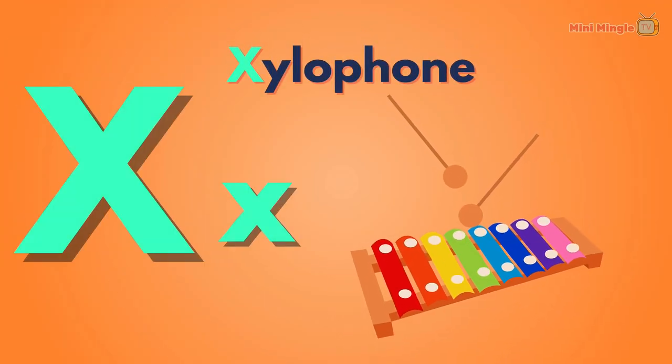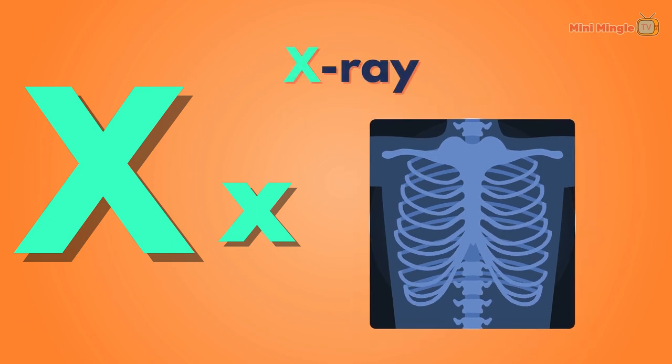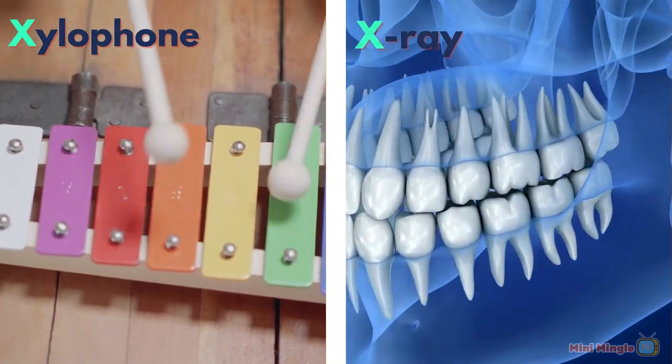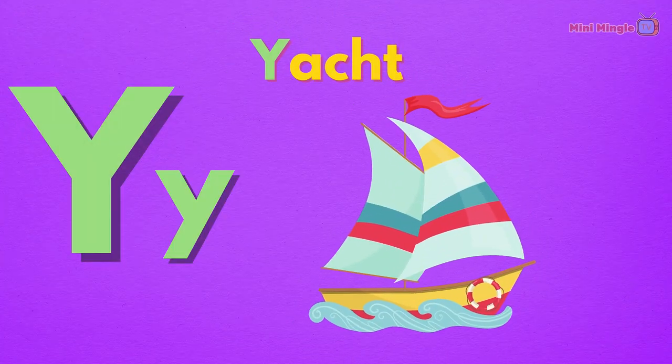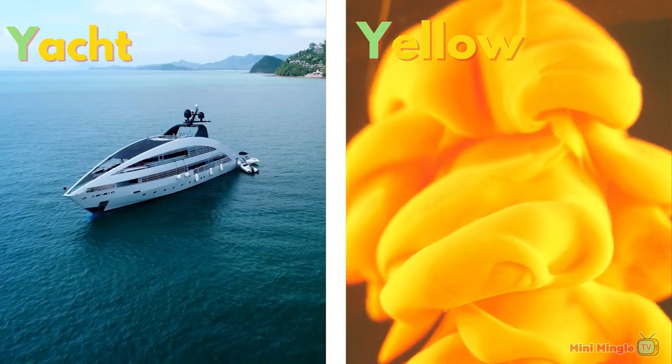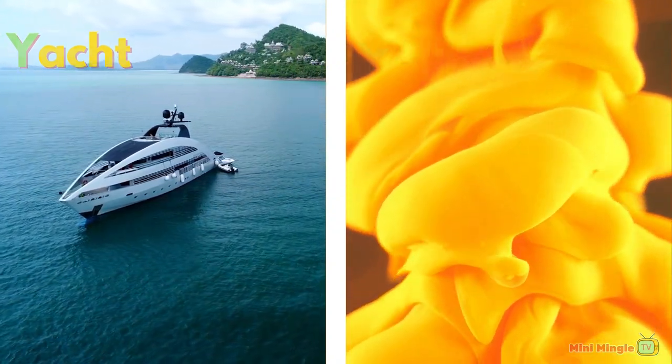X for xylophone. X for x-ray. Xylophone and x-ray. Y for yacht. Y for yellow. Yacht and yellow.